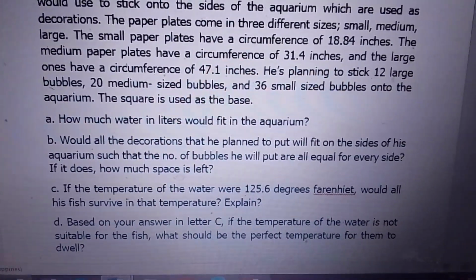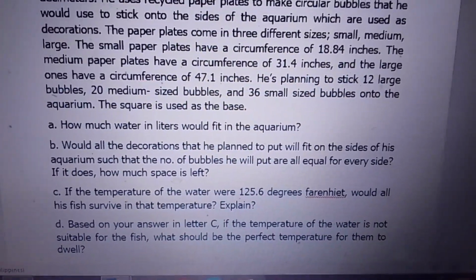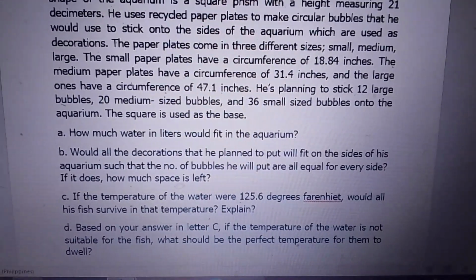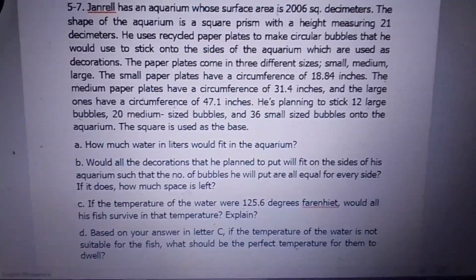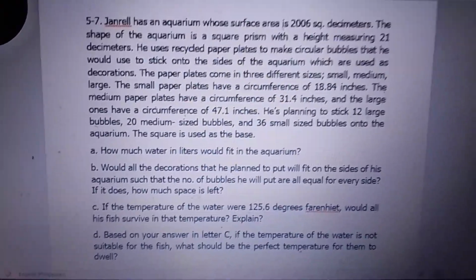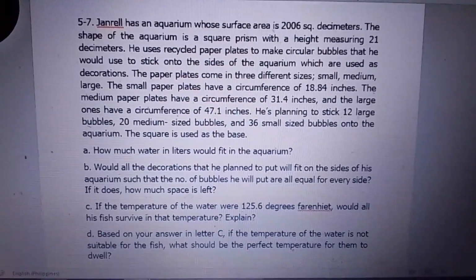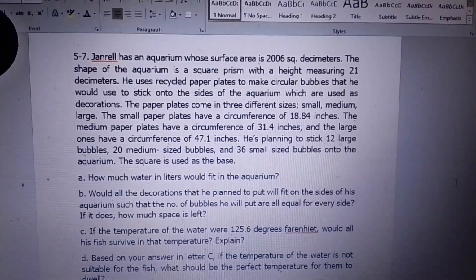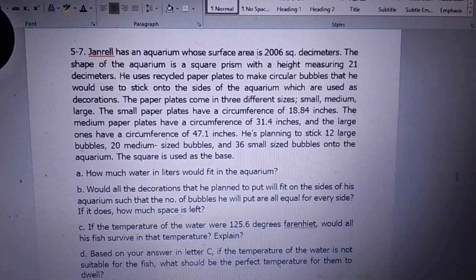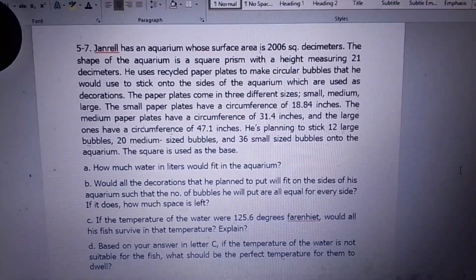Like letter A, how many waters in liters would fit the aquarium? So here's the problem. If you want to talk about liters, we need to convert that into liquid units. Because the volume is in square decimeters, we need to convert that to liters. So how do you do that? Here's the solution sheet.